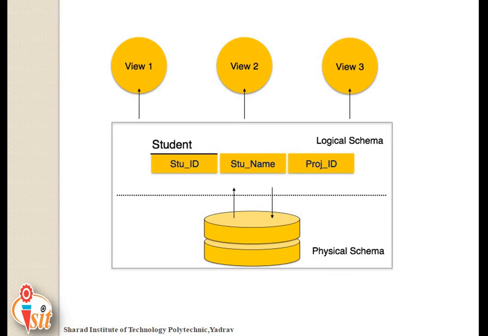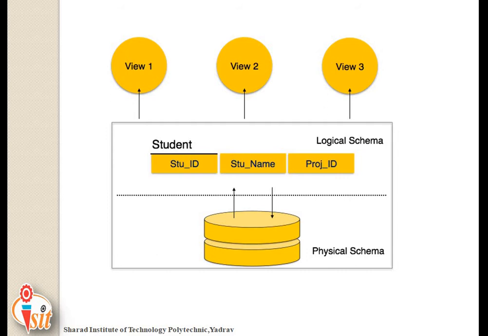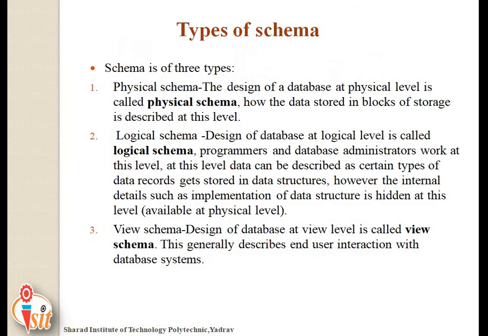Here you can see the types of schemas, that is logical schema, physical schema, and view, which is also called a subschema. Now we will see the types of schema. There are three types of schemas. First one is physical schema, then logical schema, and view schema. It is also known as a subschema. Here is the diagrammatic representation of physical, logical, and view level schema.